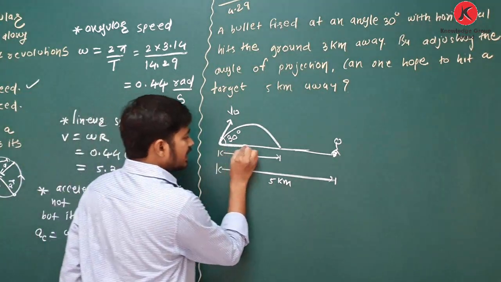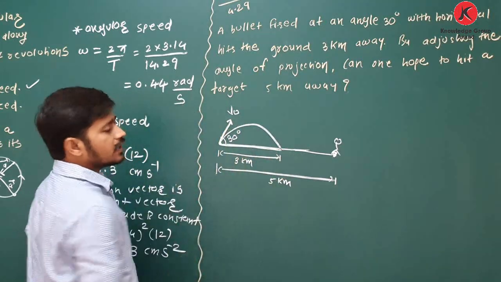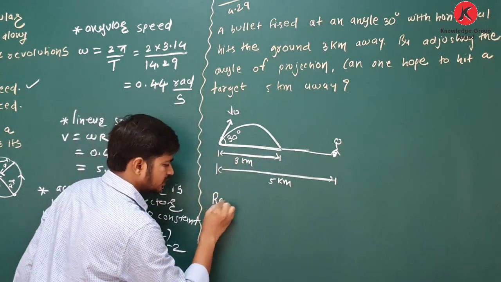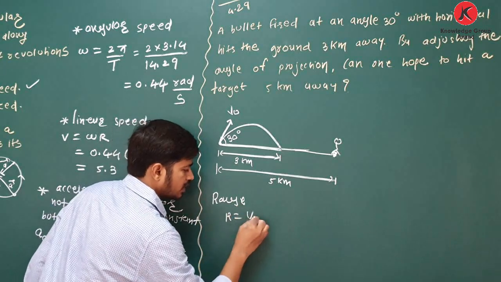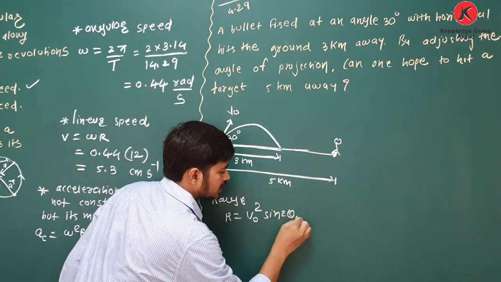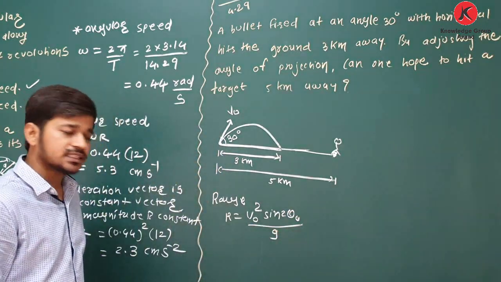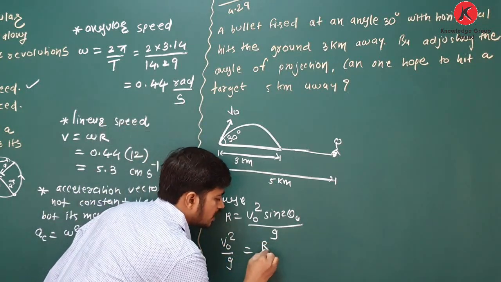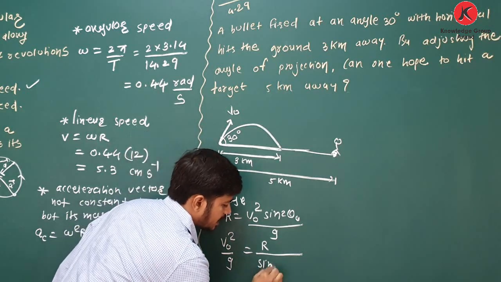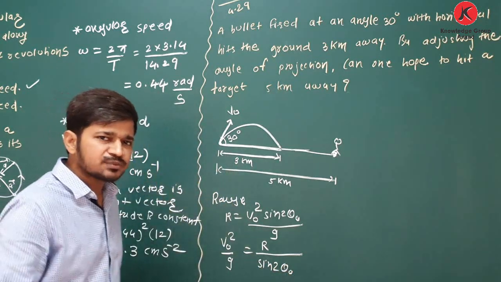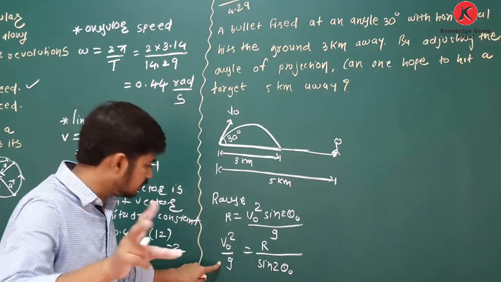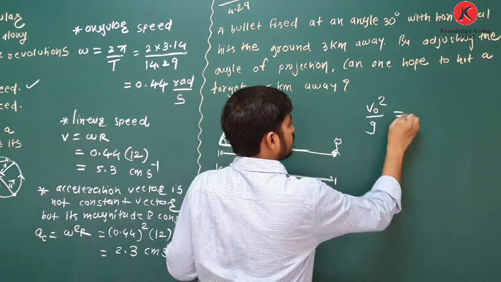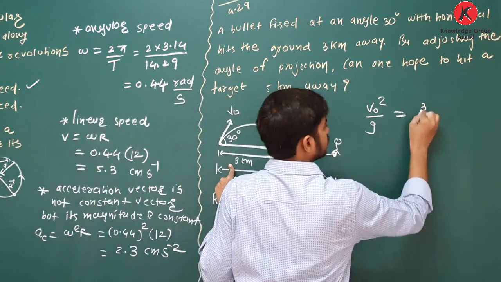How? It is the range, this is the angle, and initial velocity is v0. Write the equation of range. So range R is equal to v0 square sine 2 theta 0 upon g. Yes or no? Make v0 square upon g the subject. Then you will get R upon sine 2 theta 0. Clear? Now you may ask why make v0 square upon g the subject. We'll see. In this case, what is the range? v0 square upon g is equal to R upon sine 2 theta 0. Our range is 3 kilometer.